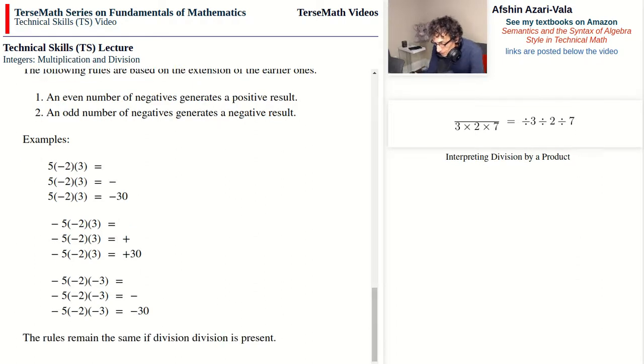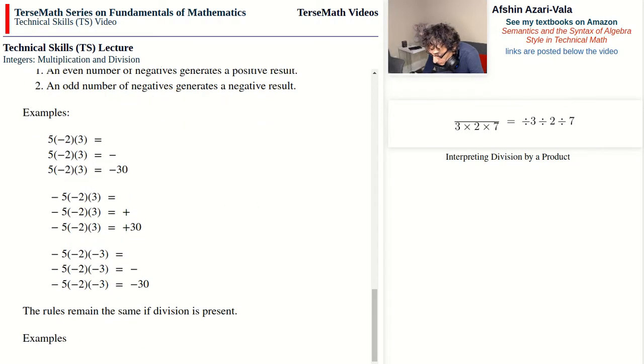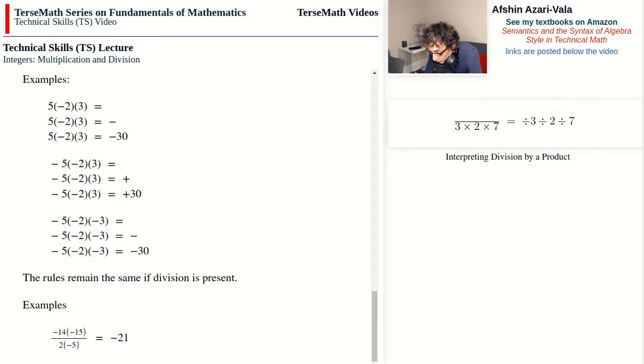And the rules stay the same if you have division. I don't know why I have the word division typed twice here. Let's get rid of 1. There we go. So the rules remain the same if division is present. Here's an example. We have negative 14 times negative 15 divided by 2 times negative 5.